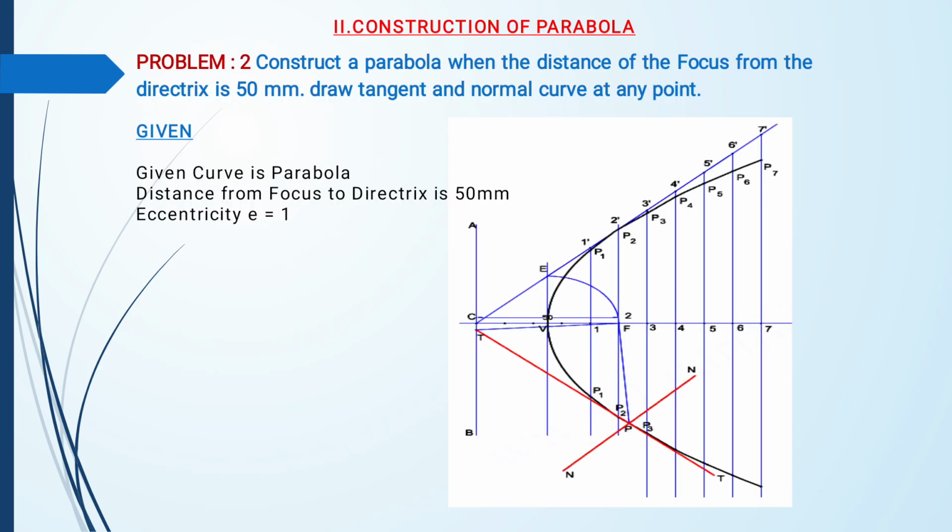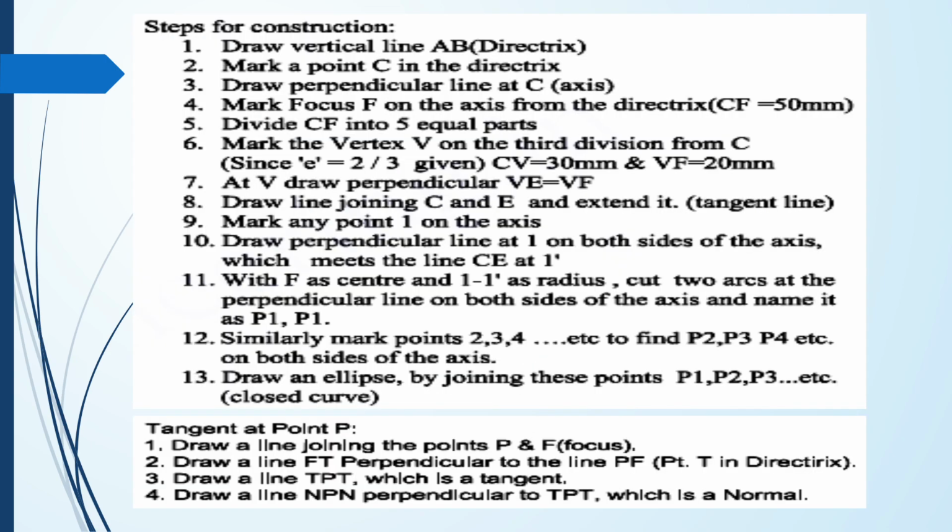Okay, so here is the parabola construction. Construct a parabola when the distance of the focus from the directrix is 50 mm. Draw the tangent and normal to the curve at any point. Sorry for that, in the previous problem I could not explain the tangent and the normal of the curve.